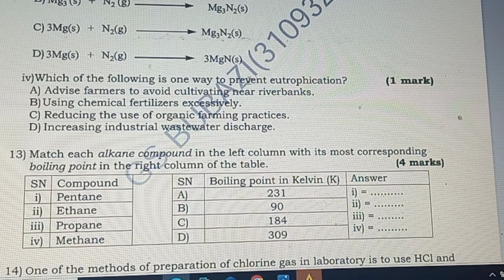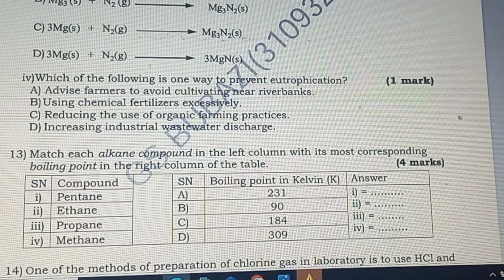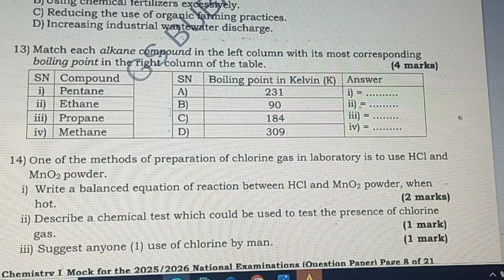The way to prevent eutrophication, the best option is this one, A. Advise farmers to avoid cultivating near river banks.